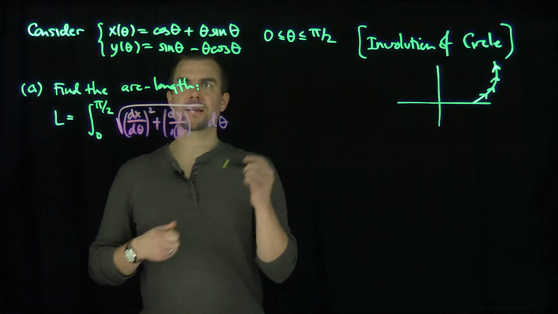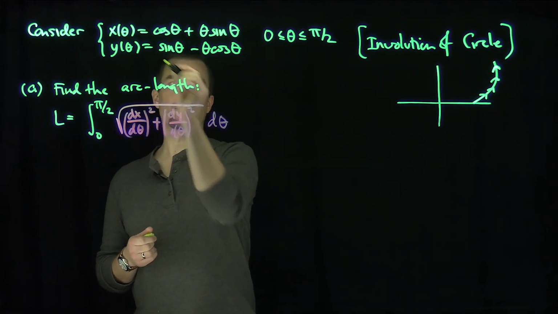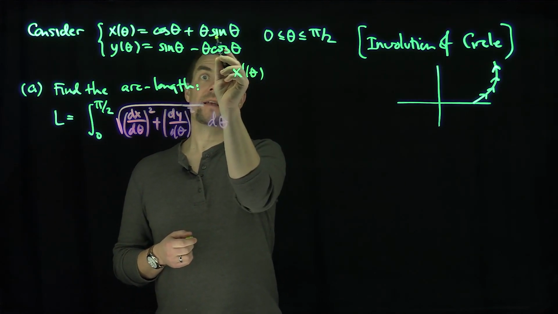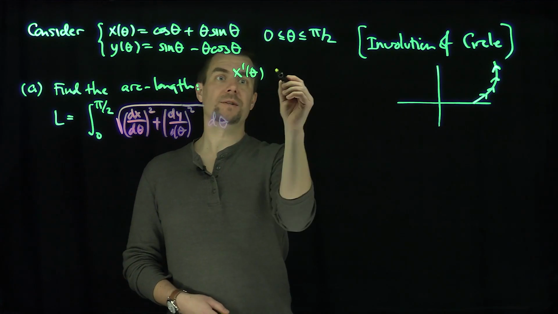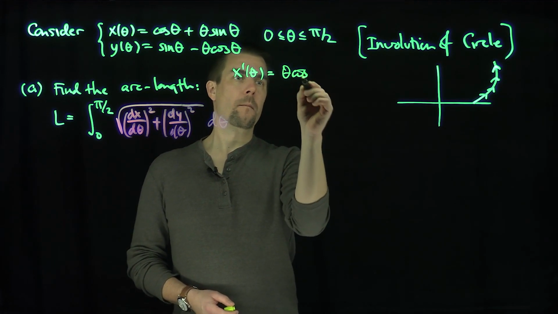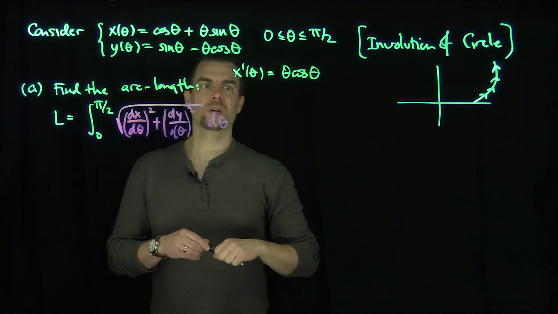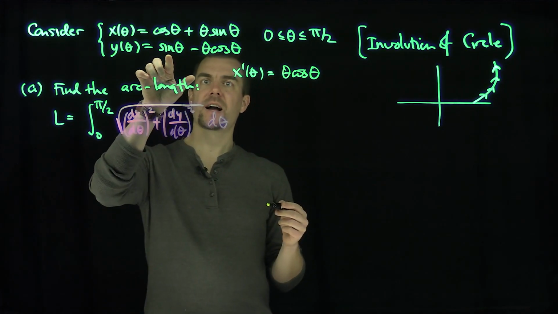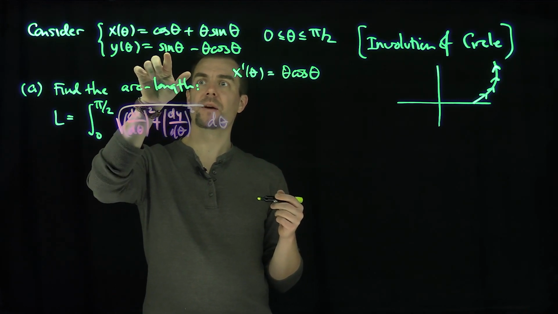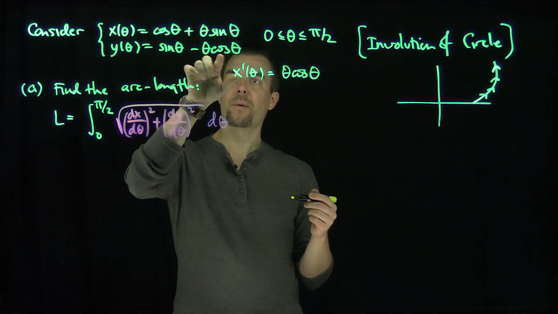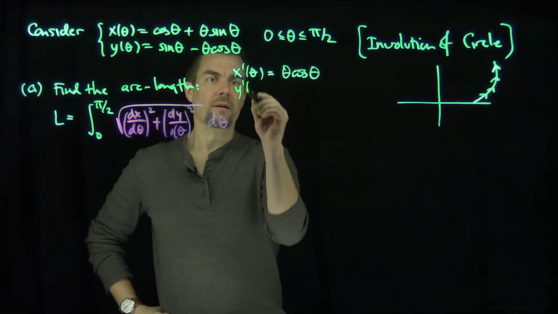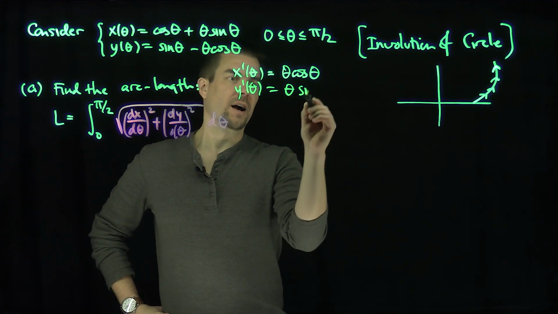And so what's dx d theta? We've seen this many times before. It's x prime of theta. It's going to be negative sine, then a positive sine, so now I'm going to get just a theta cosine theta. And what's our y prime going to be? I'll have a cosine theta, then when I do the derivative of the theta sine theta term, I'm going to have a positive cosine. The cosine terms will cancel, and I'll just have the derivative of cosine, which is sine. So y prime of theta is just going to be theta sine theta.